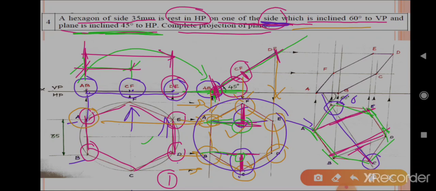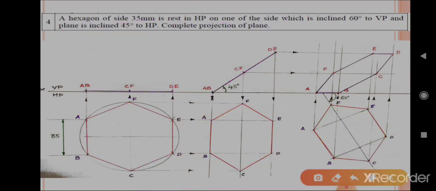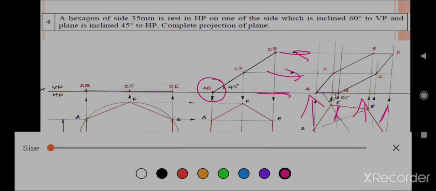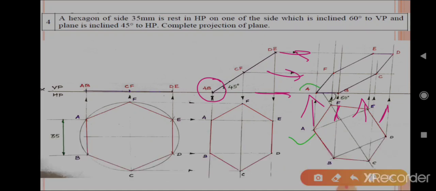After completing, you can see the position, and finally take the vertical projection lines from each point. In a similar way, draw horizontal projection lines in the front view. AB is resting on the horizontal plane. So point A we get here, point B is here, C and F, point C is here, F, point D and point E. We can connect all these points with straight lines, and we can complete the problem.